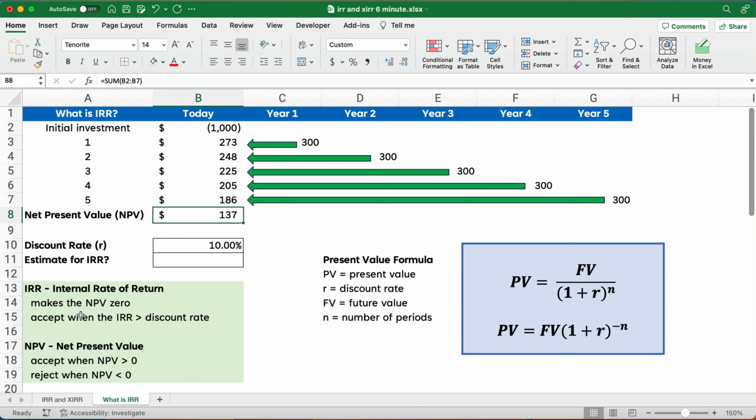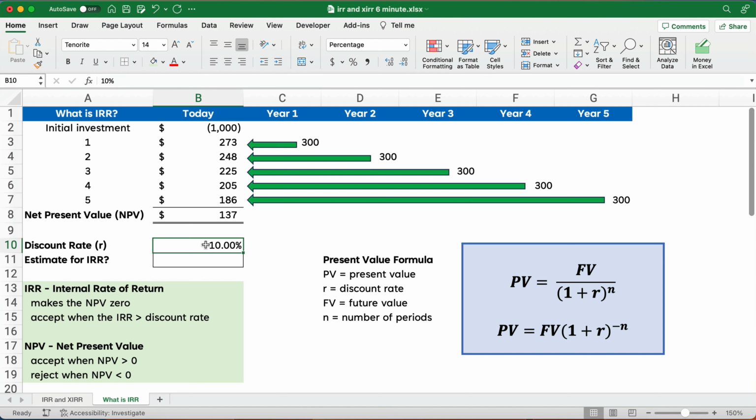So let's investigate how these two are related here. The internal rate of return is the rate that makes the net present value, NPV, 0. We'd accept it if the IRR is greater than the discount rate. Or, because NPV is positive, greater than 0, we would accept this project because we know we're getting more than 10%. We reject it when it's less than 0 or negative. So here's what happens. If we discount at 10%, we're actually getting more return. We're making $137 in today's dollars. So therefore, we would accept.